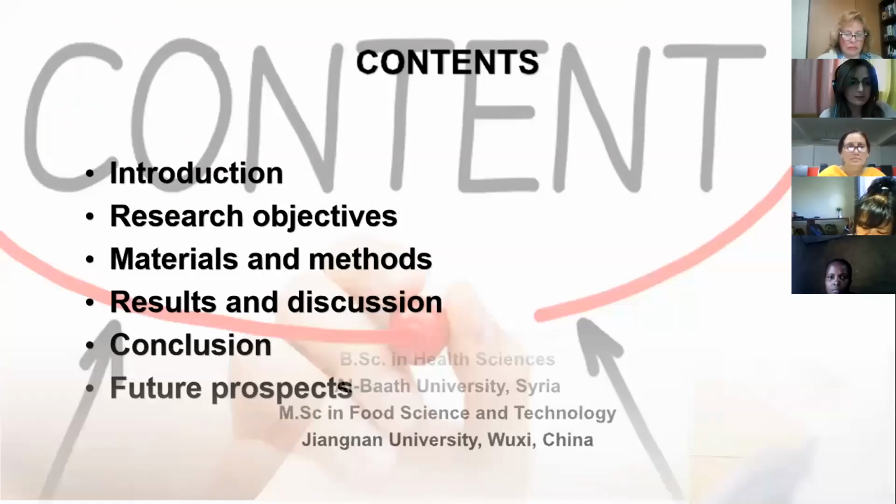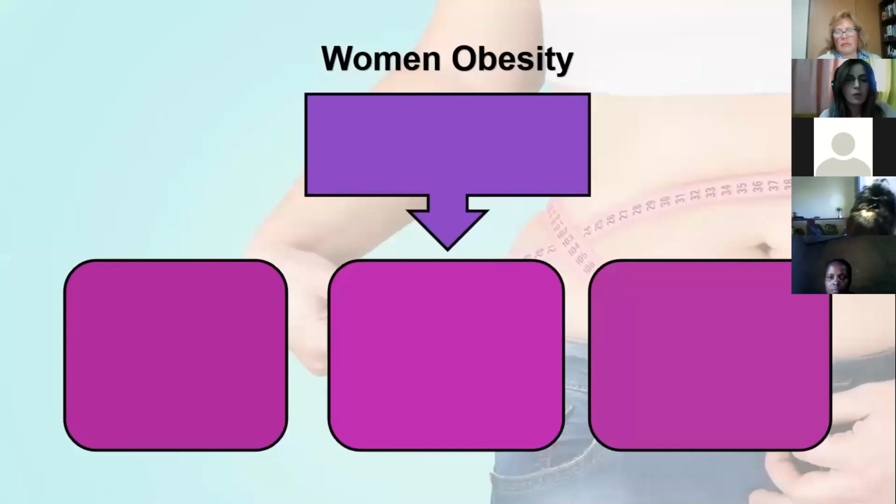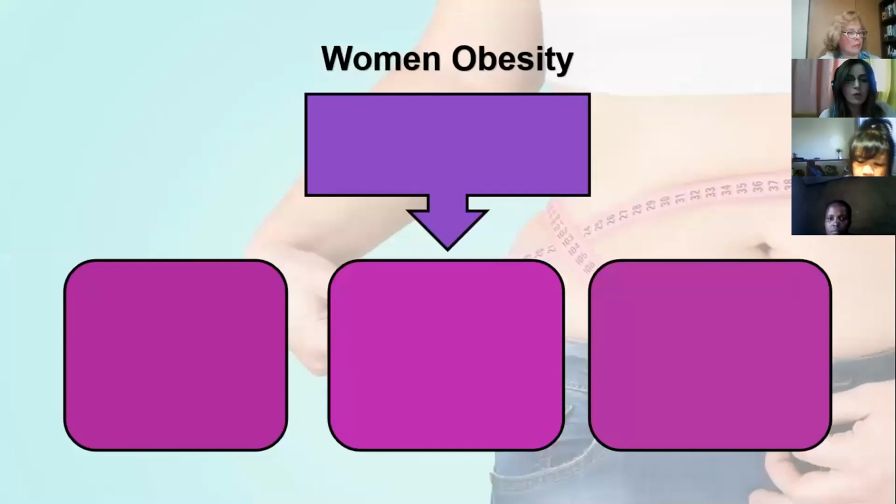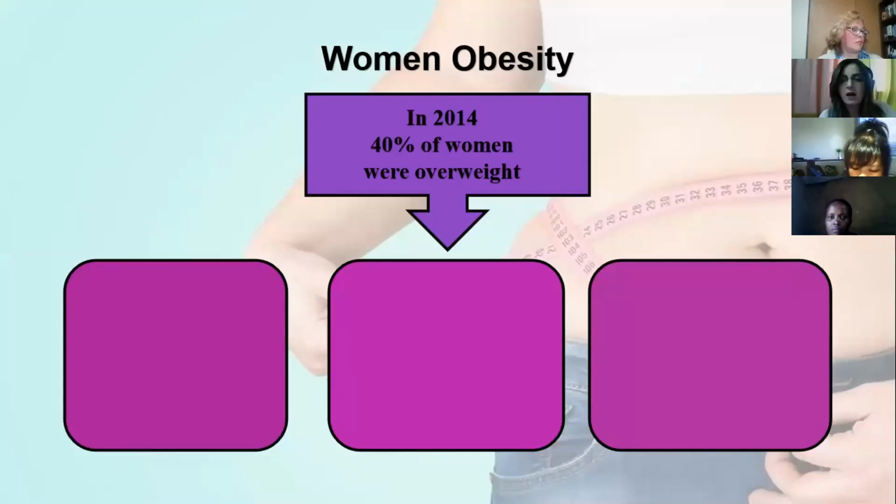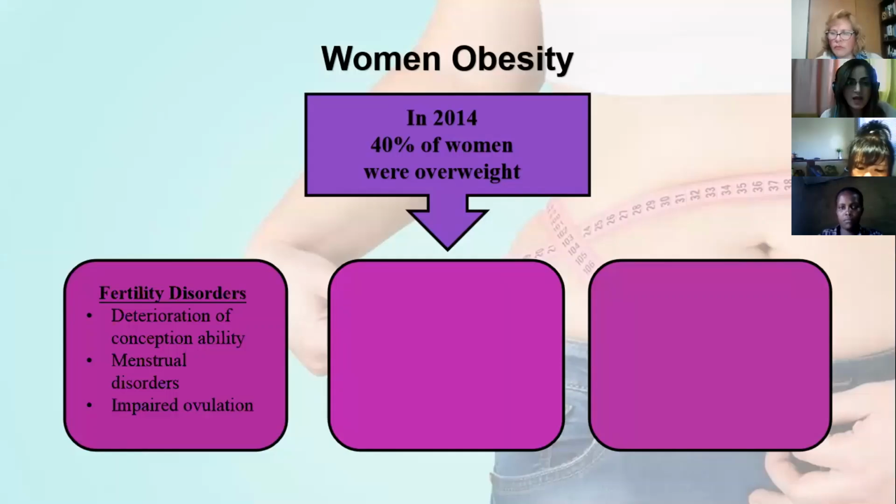First, let's talk about the effects of obesity on women's health. According to a global investigation in 2014, 40% of women were overweight. Women with obesity are more likely to have a complicated reproduction life. The adverse effects of obesity on women's health are well proven and documented.